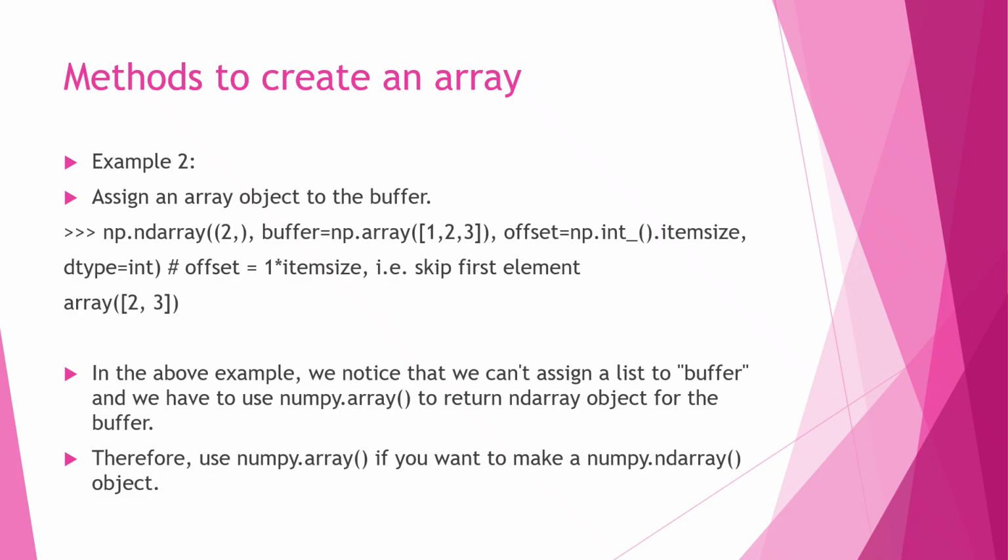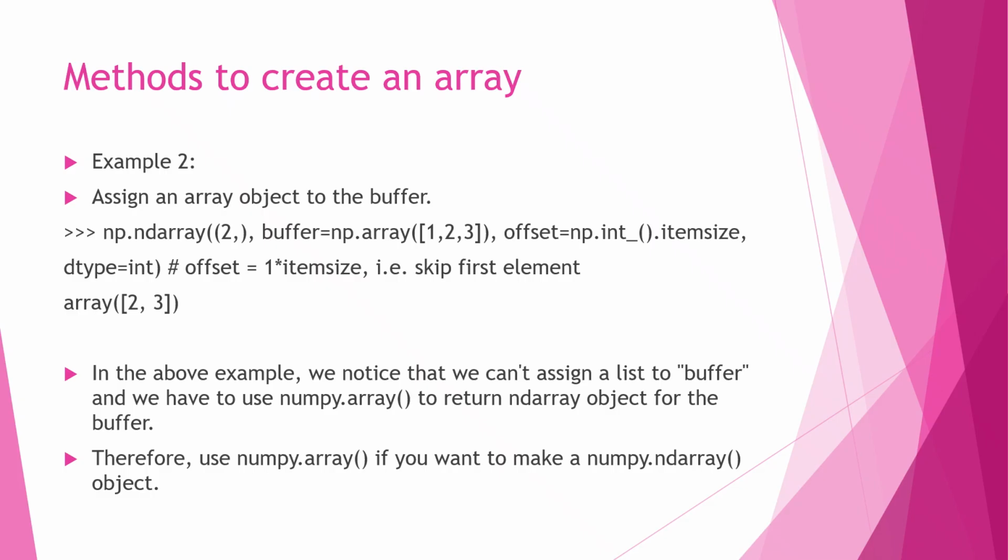And here the offset 1 times item size shows that we are skipping the first element, so we are printing only the second element and the third. So we are getting an array of 2 comma 3.